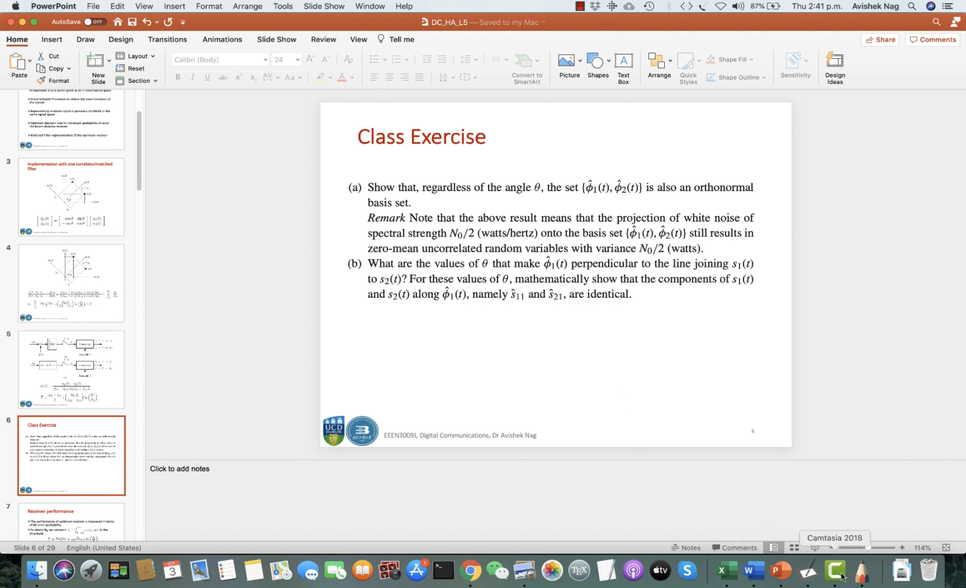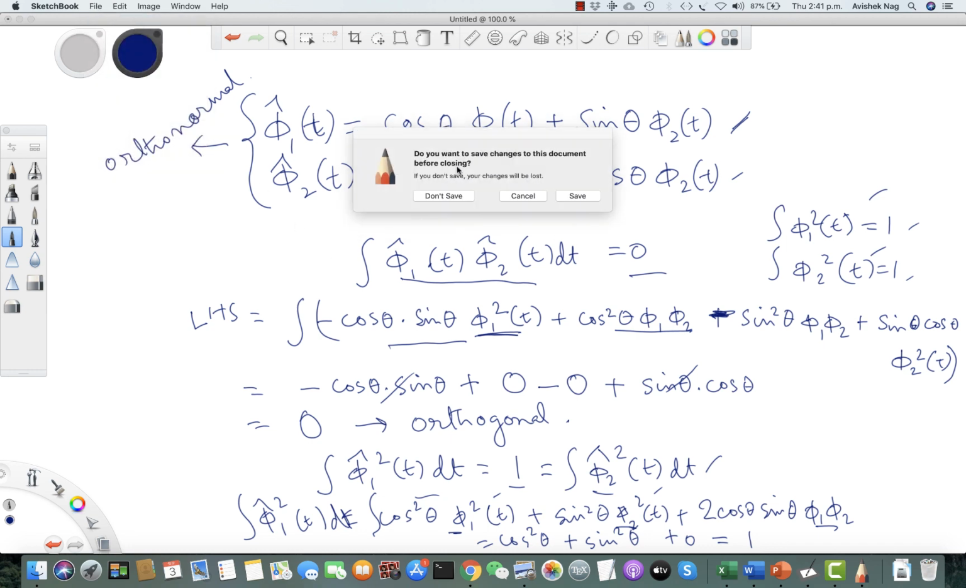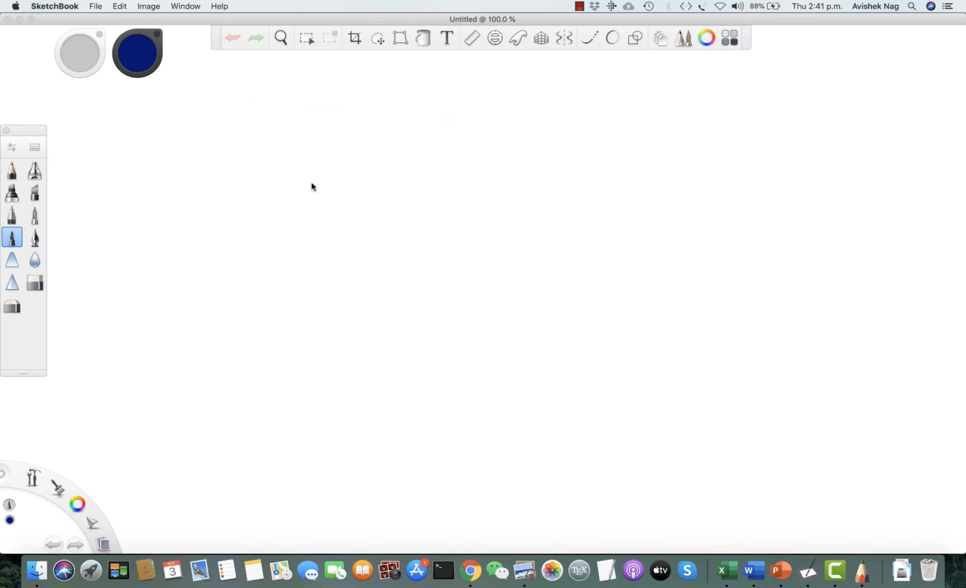Okay, so for this part, to show that phi 1 hat t is perpendicular to the line joining S1t to S2t, what you have to do, so let's say you want to show phi 1 hat t is perpendicular to the line joining S1t and S2t, right?